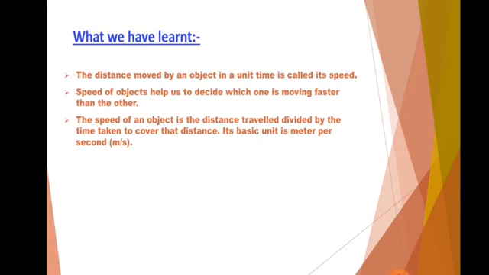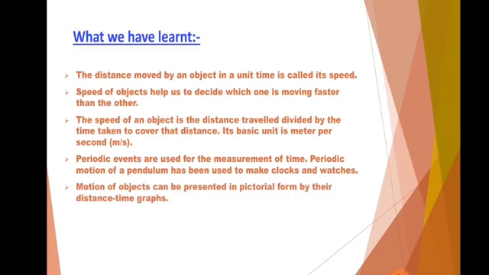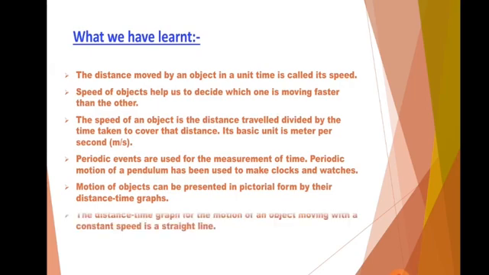We also learned that periodic events are used for measurement of time. Periodic motion of a pendulum has been used to make clocks and watches. Motion of objects can be presented in a pictorial form by their distance and time graphs. The distance time graph for the motion of an object moving with a constant speed will be a straight line.